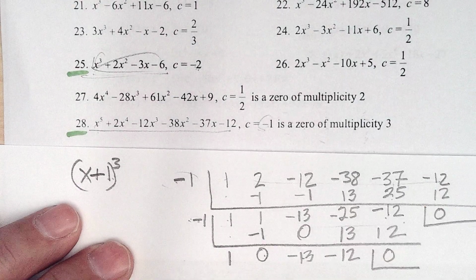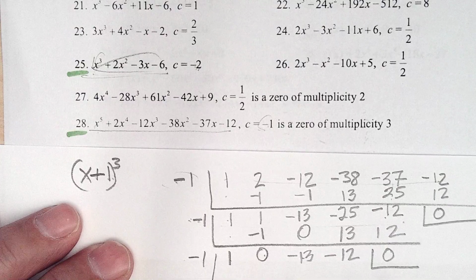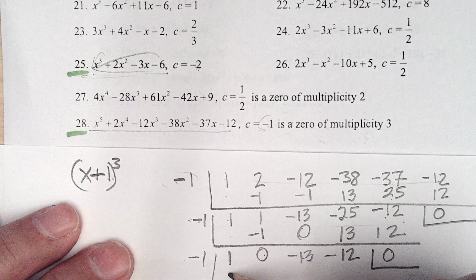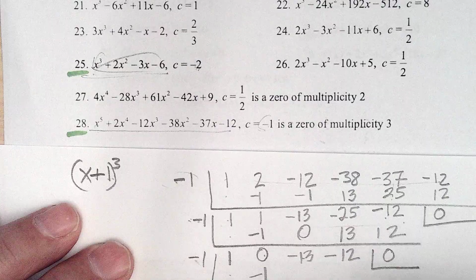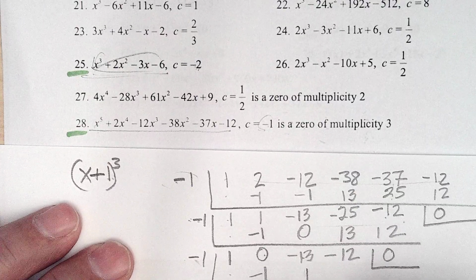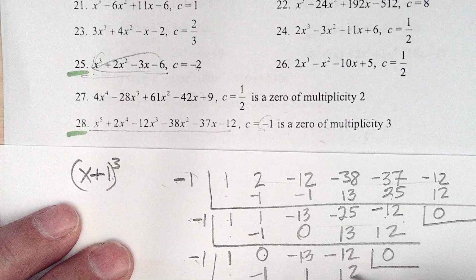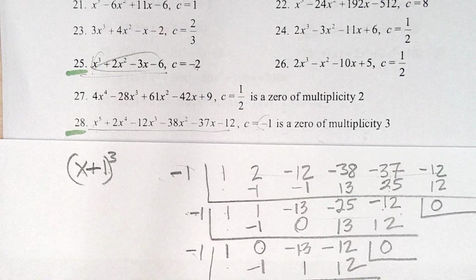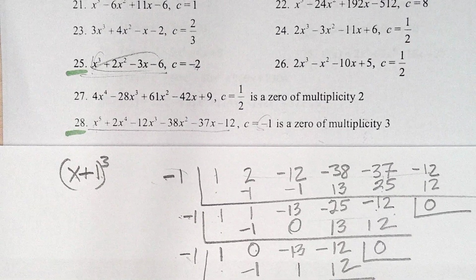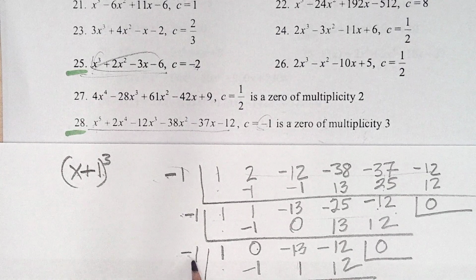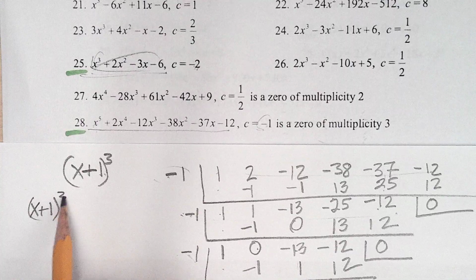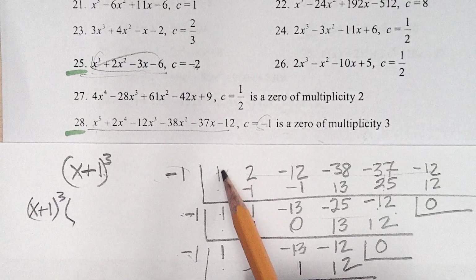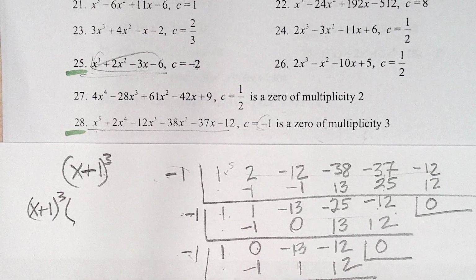And it's supposed to go 3 times, so I got to put minus 1 into my answer. So add, multiply, add, multiply, add, multiply, and it went in 3 times. And so what I found is it's x plus 1 cubed times, see, this was x to the fifth, 4, 3, x squared, minus x minus 12.